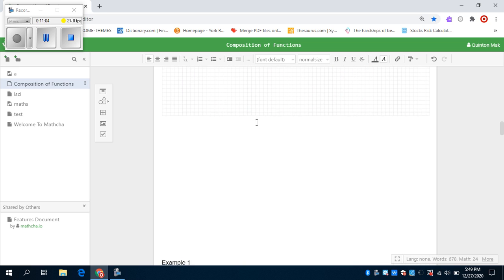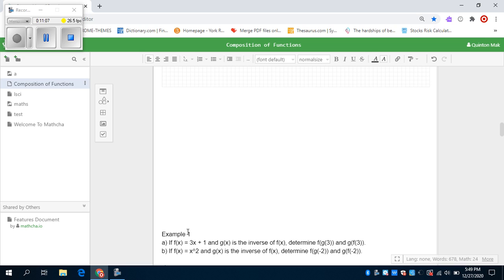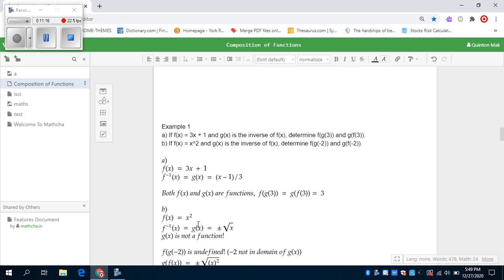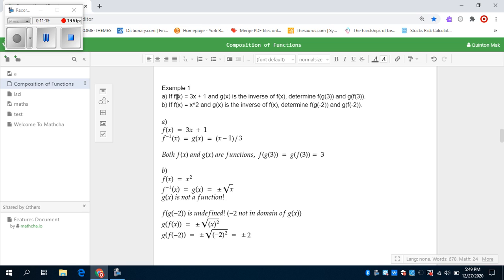Okay, look at this question and pause the video and try to do it yourself. So for the first question, we have f of x equals 3x plus 1. g of x is the inverse of f of x, and we want to determine this. So we determine the inverse of f of x equals x minus 1 over 3. And both of these functions are linear equations, so they're functions. Therefore, we can use the identity that f of g of 3 equals g of f of 3 equals 3.